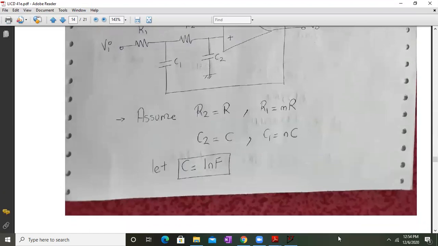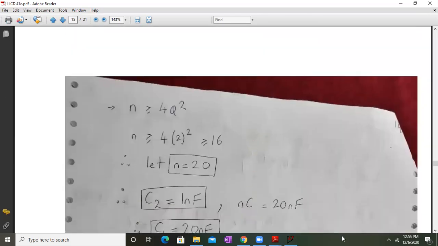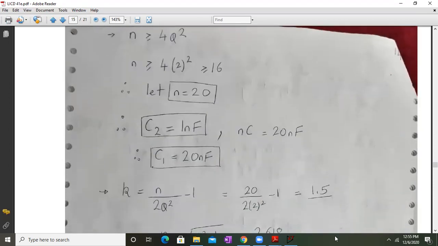Now the first step is relabeling the components over here, that is R2 is R, so R1 will be M times R, C2 is C, so C1 will be N times C. So we assume the value of C as 1 nanofarad, and the value of N will be greater than or equal to 4Q square. Q is given as 2, so it will be 4 into 4, 16. So let N equal to 20. Okay, if C2 is equal to 1 nanofarad, so C1 is N times C2. So it will be 20 nanofarad.